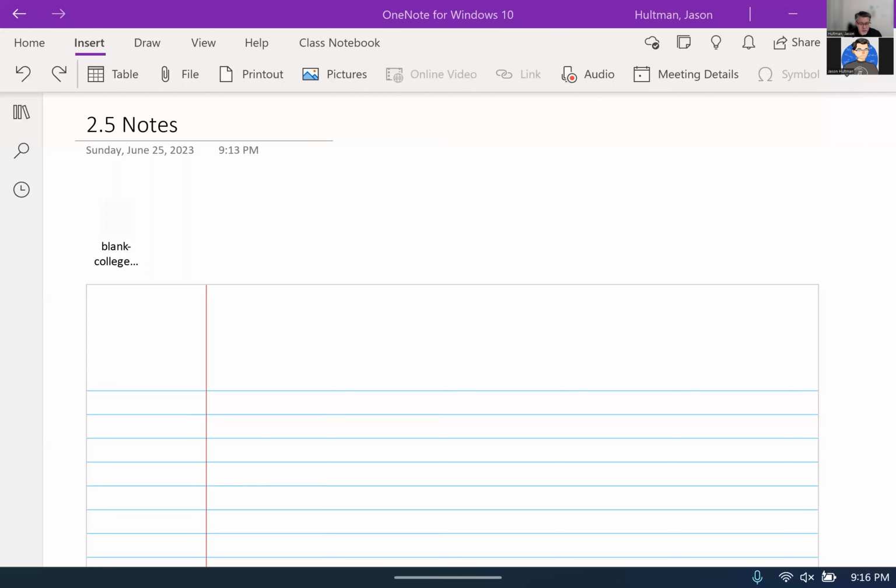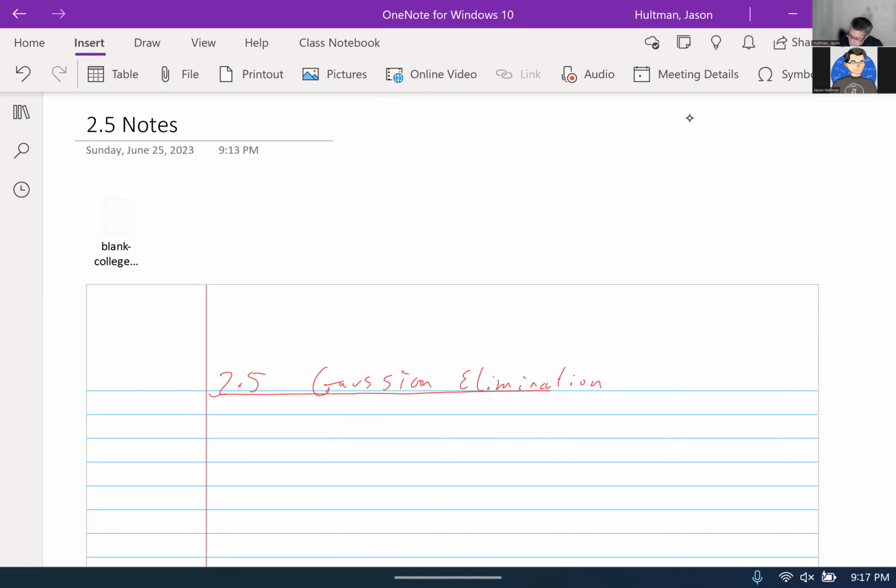Okay, welcome back, students. Let's cover section 2.5. Section 2.5 is on Gaussian elimination. Named after Charles Friedrich Gauss, a very famous mathematician.